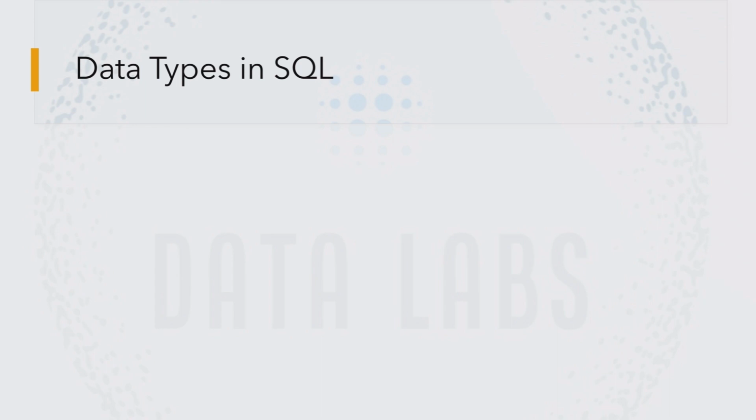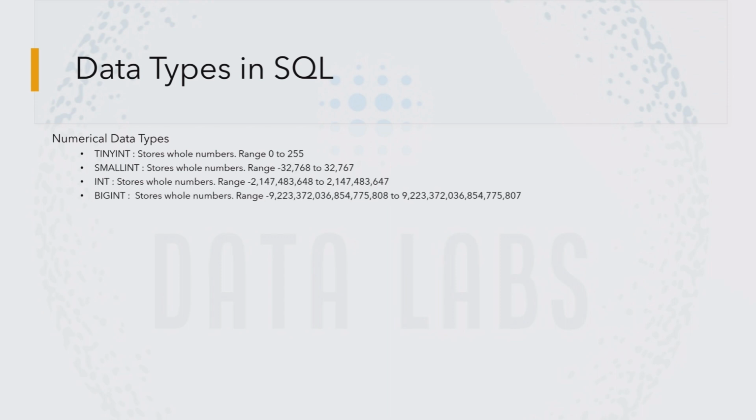Firstly, let's go into numerical data types. We have tinyint which stores whole numbers ranging from 0 to 255. Next we have smallint, and bigint. All of these store whole numbers, but the range of the number that they can handle keeps increasing.